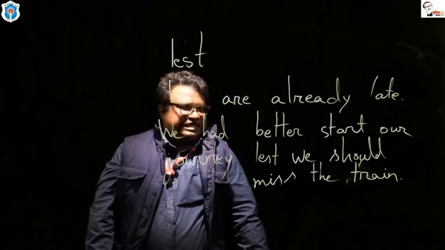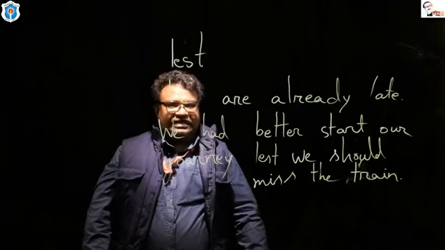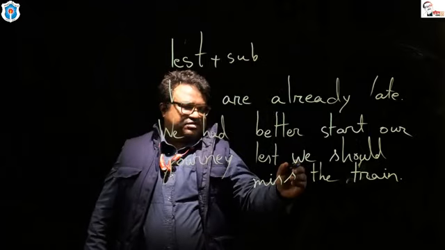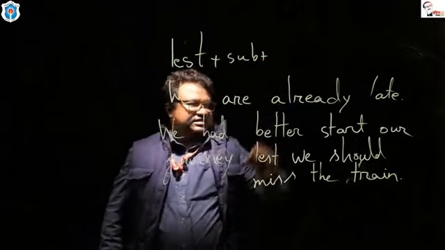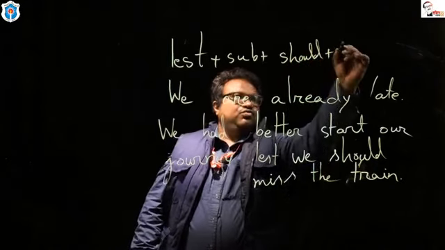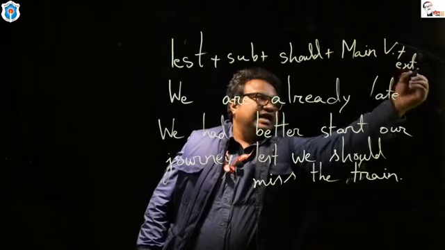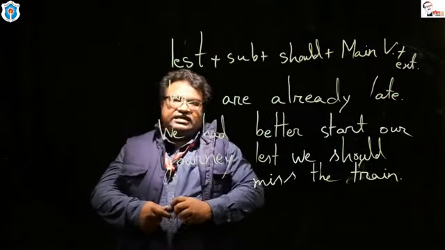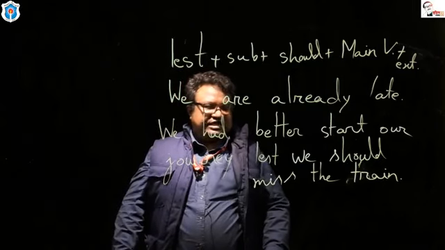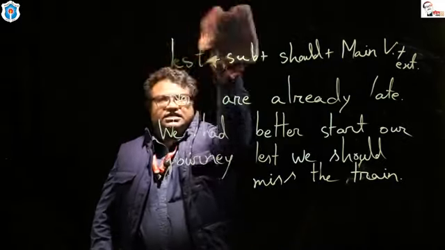So the structure regarding lest is subject plus should plus main verb. So after lest we will use subject, which we see here we have used we, plus should, as should is a modal verb, so we will use the main verb, then extension here, and that is the structure. So we are already late, we had better start our journey lest we should miss the train. So let's proceed.